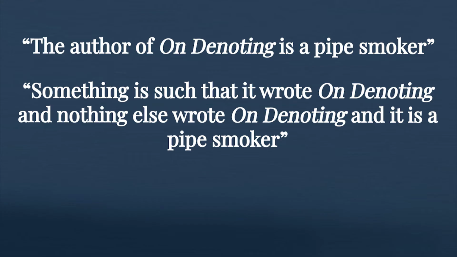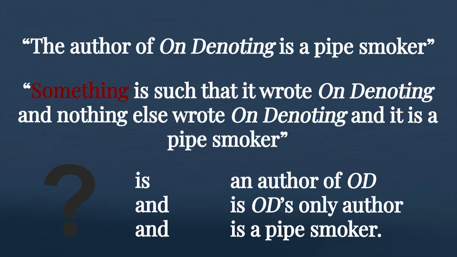is a pipe smoker." We see then that in Russell's theory, simple claims which have descriptions in subject position make more than one claim about their subject. The sentence, "the author of On Denoting is a pipe smoker," makes three claims about its subject. First, that it is an author of On Denoting. Second, that it is the only author of On Denoting. And third, that it is a pipe smoker.